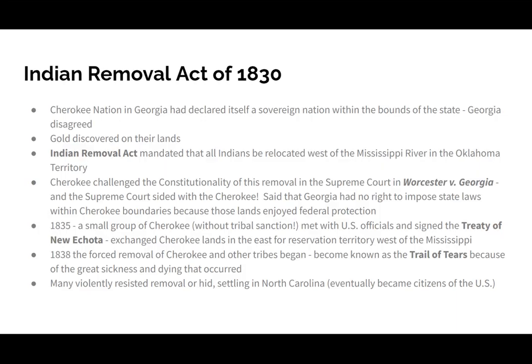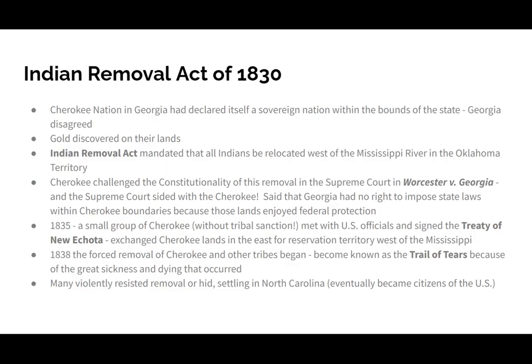So by 1830, the Cherokee Nation in Georgia had declared itself a sovereign nation that existed entirely within the bounds of the state of Georgia. Now, Georgia disagreed and said, no, you're not a sovereign nation at all. And this becomes really, really intense when gold is discovered on their lands. So in 1830, Jackson signs into law the Indian Removal Act that mandated that all American Indians had to be relocated, forcibly if necessary, west of the Mississippi River and into the Oklahoma Territory.